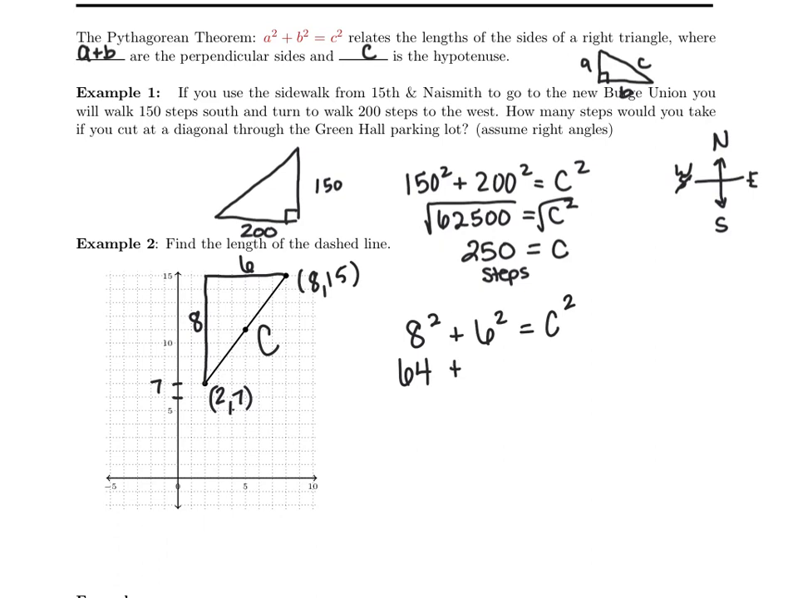64 plus 36 is c squared. If we add 64 and 36, we get 100. So c is going to equal the square root, which is 10. We don't know what it's measured in, so we're just going to say it's units. Same thing, we don't need to put plus minus on that because we're talking about a distance.